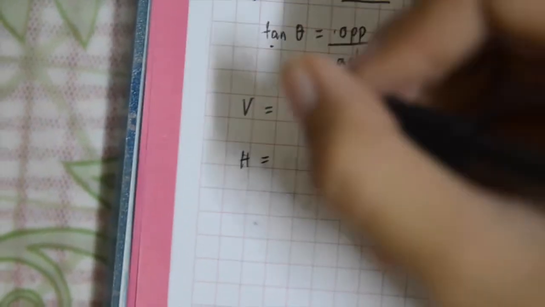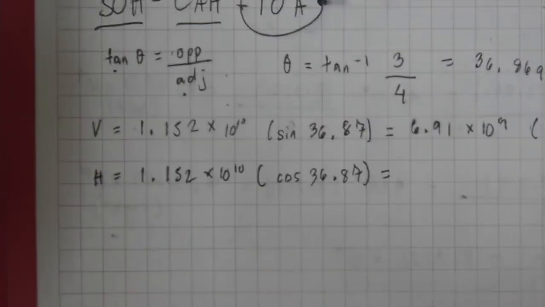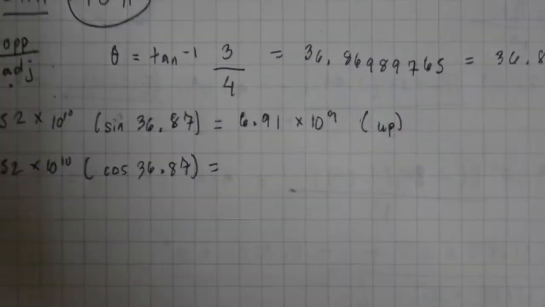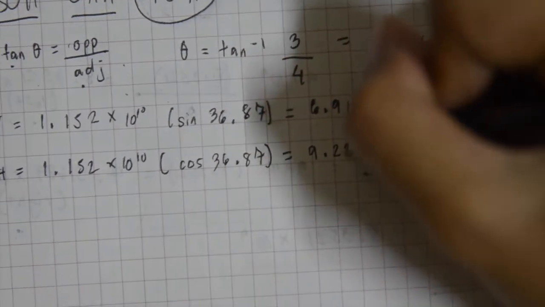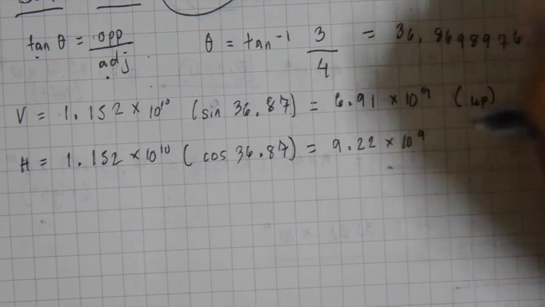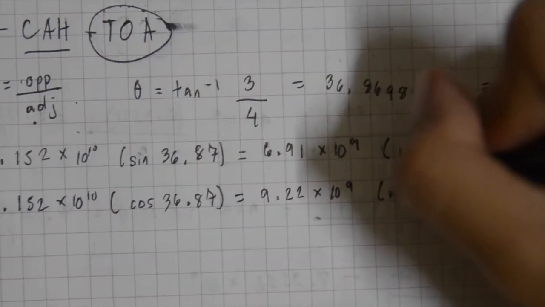Then for the horizontal component, we will still have 1.152 times 10 to the 10th. This time cos, because this is horizontal x, right? So we'll still have 36.87, and the answer will be 9.22 times 10 to the 9th. And again, going back to here, that's upright, so this will be right.